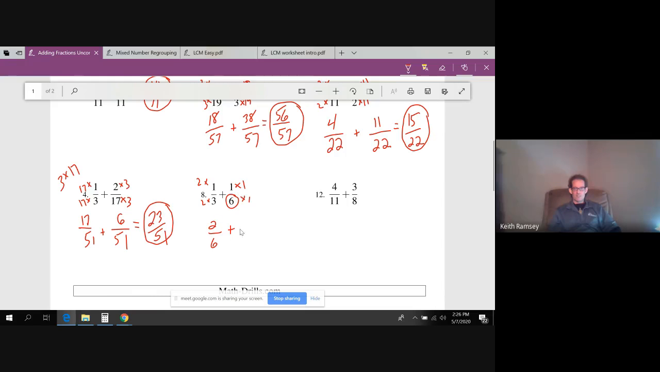And then I'm going to change this one not at all. It'd be like multiplying the top and bottom by 1. Okay? And then I'm ready just to add my numerators. 2 plus 1 is 3. The denominator stays the same.